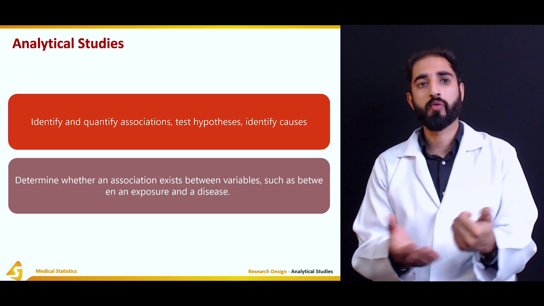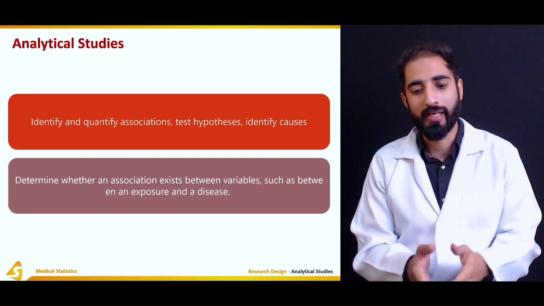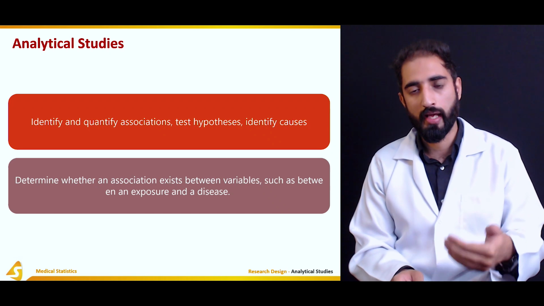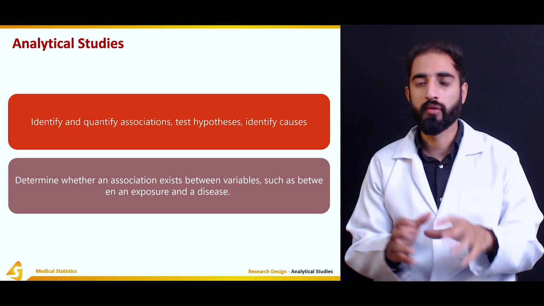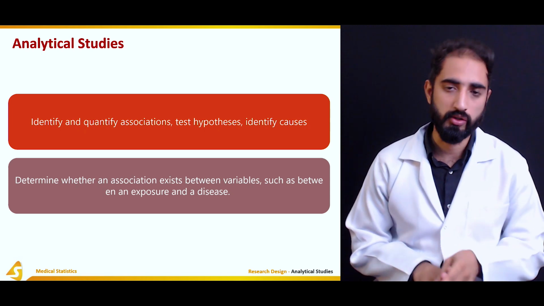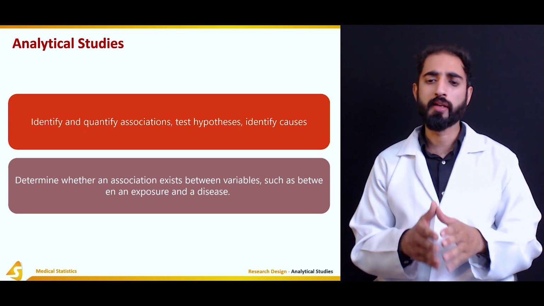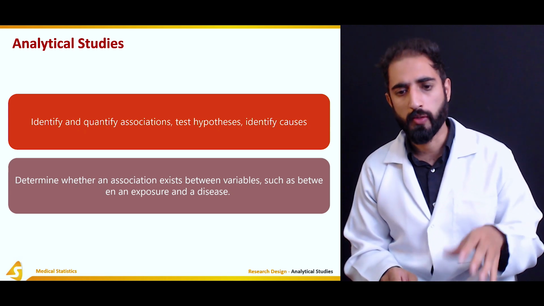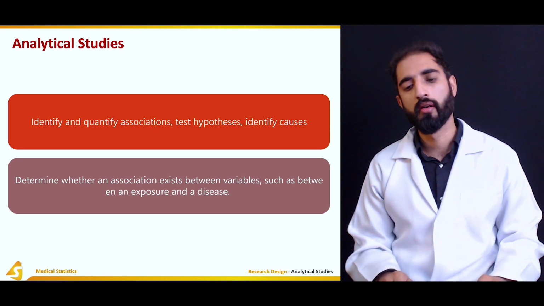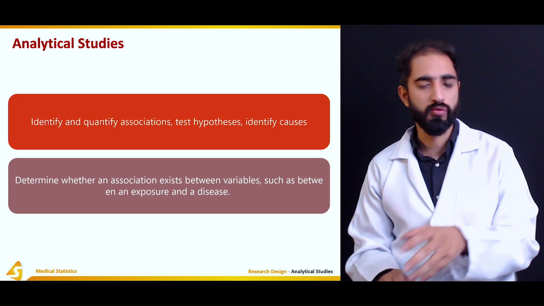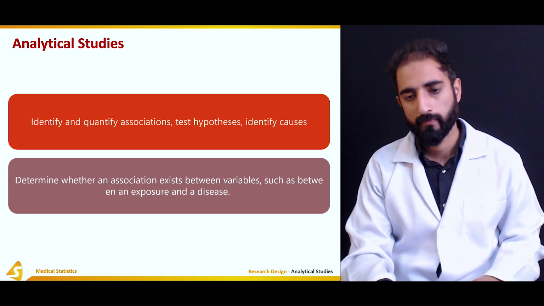For example, a hypothesis: is there a positive correlation between increased physical activity and decreased weight? If you want to test this hypothesis, you can use analytical studies. They also determine whether an association exists between variables, such as between exposure and disease. For these types of questions, we use cohort or case control studies.